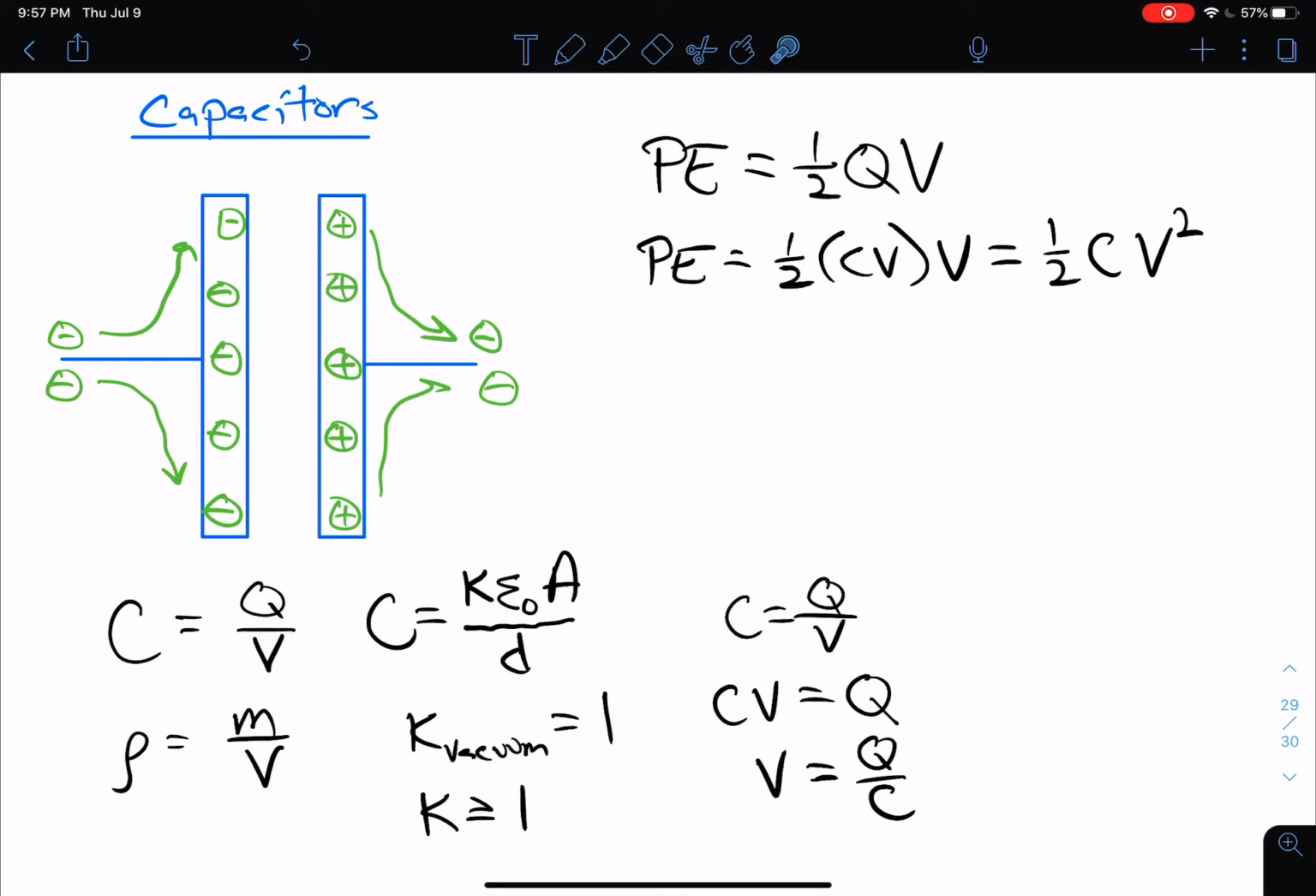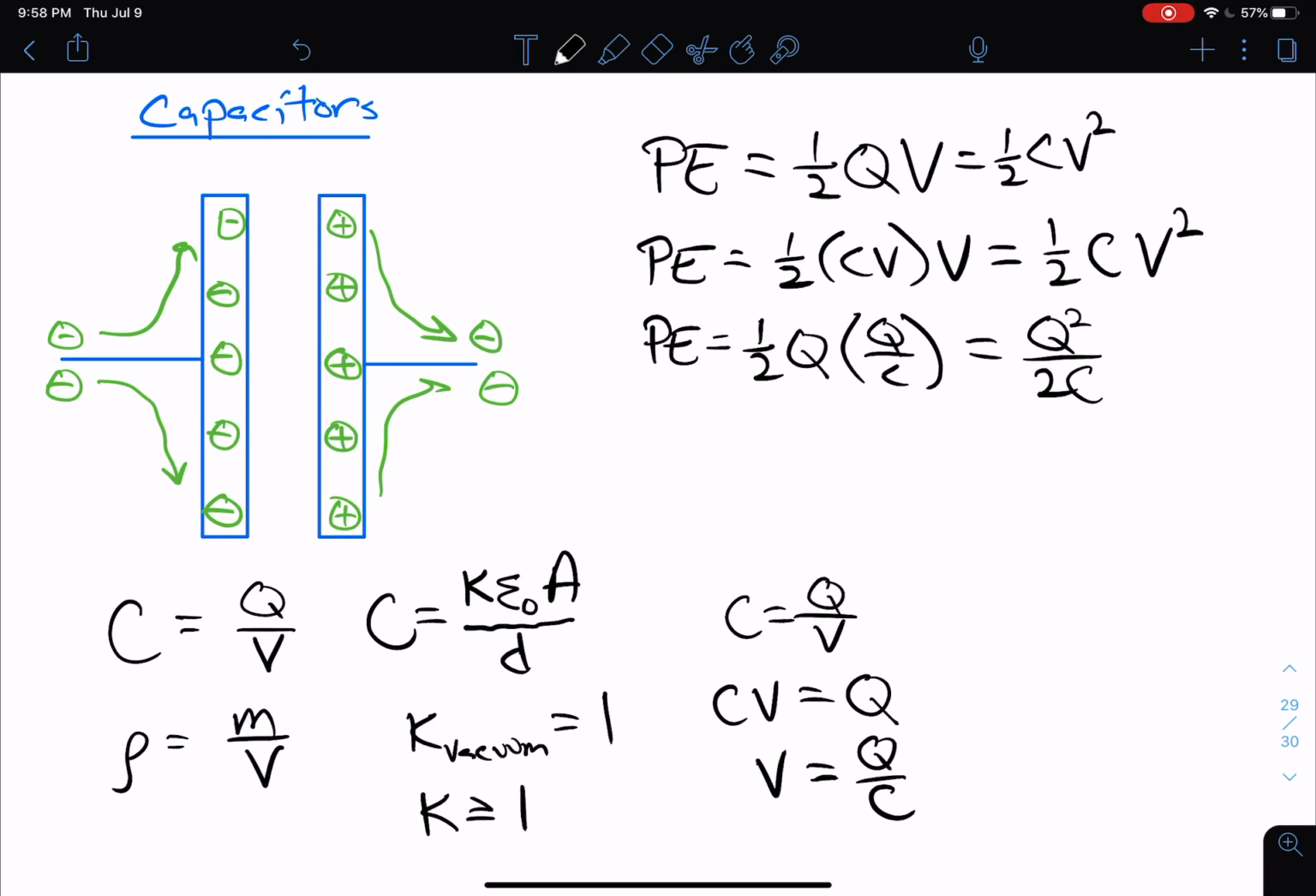Or I could take this one and plug it in for this. For that matter, I could plug it in here as well, but I'm going to plug it into this. So then that becomes PE equals 1/2 Q, and instead of V, I have Q over C, and that just equals Q times Q is Q squared over 2C. And so in the content, I just wrote these as all being equal to each other because they are. They're just different ways to express or calculate the potential energy. But it doesn't matter which one you use, you'll get the same answer for the potential energy.